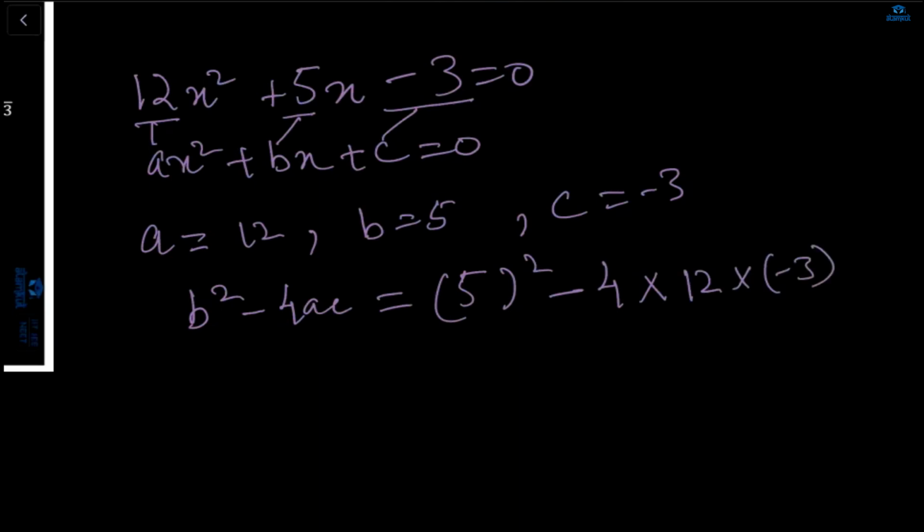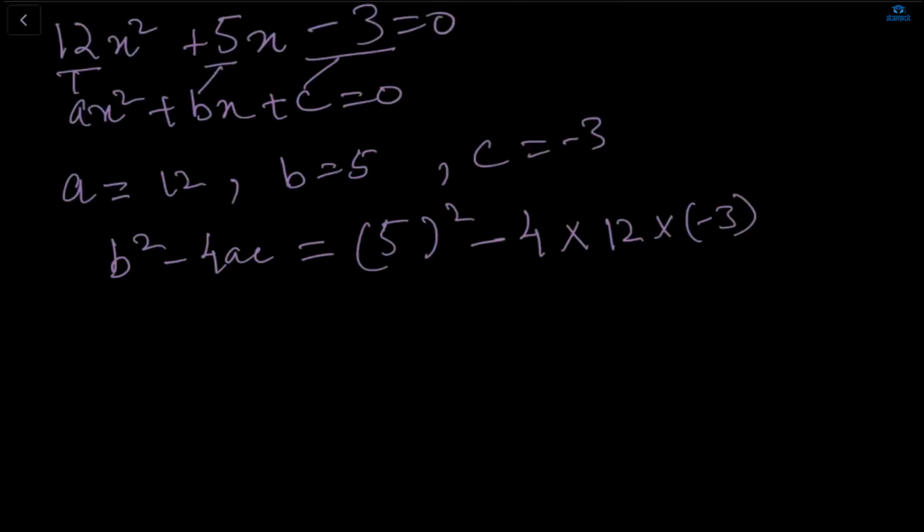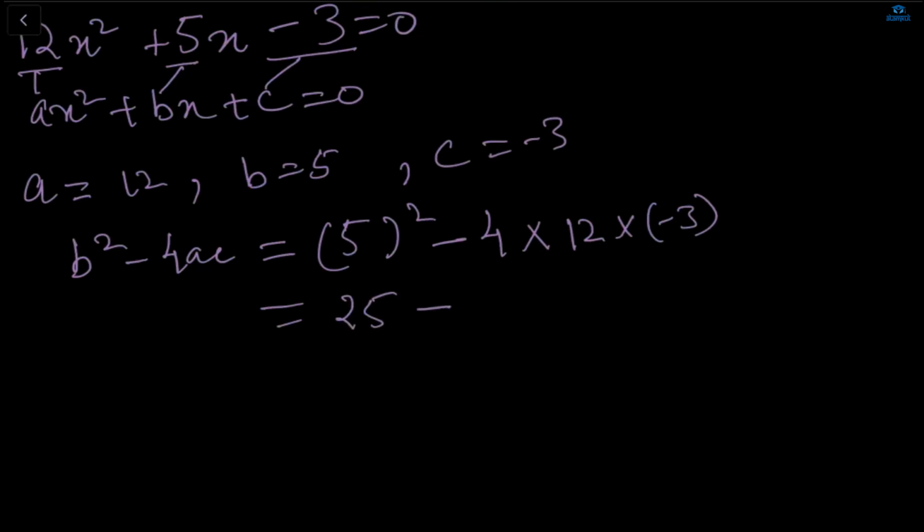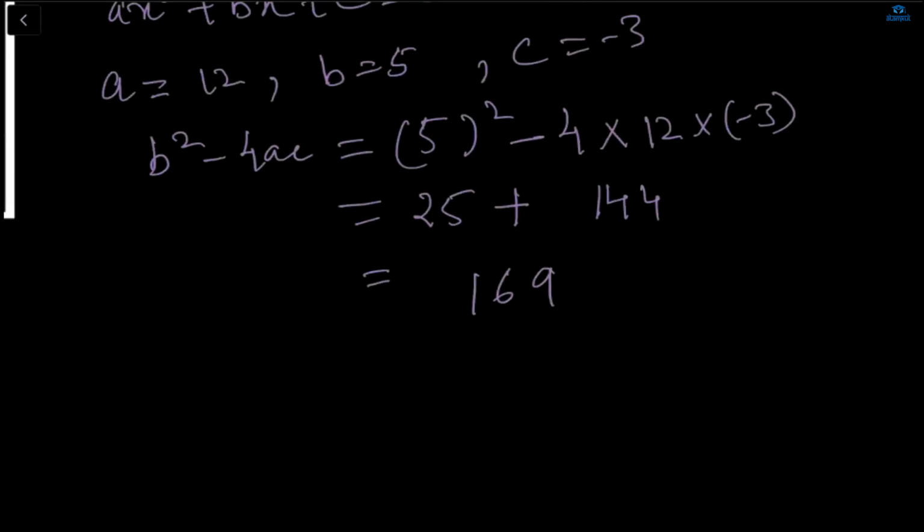So what will be the value of this? 5 square is 25 minus 4 times 12 times minus 3. 4 threes are 12, and 12 multiplied by 12 gives 144. Since there is a minus sign here, it becomes plus. So what will be the value of this? 169. Now we have found the value of D, the discriminant value.